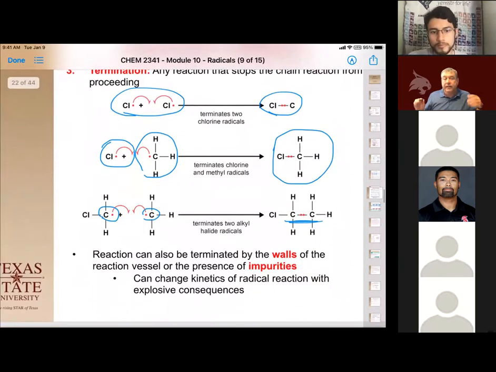Now, the other thing that can happen, which is not really desirable, is that the radicals can terminate on the walls of the vessel. If you do that, then your reaction probably doesn't go to completion. You want everything to be consumed until you're at the end of the reaction, and then you want those final radicals to recombine, radical combining to form a neutral sigma bond.